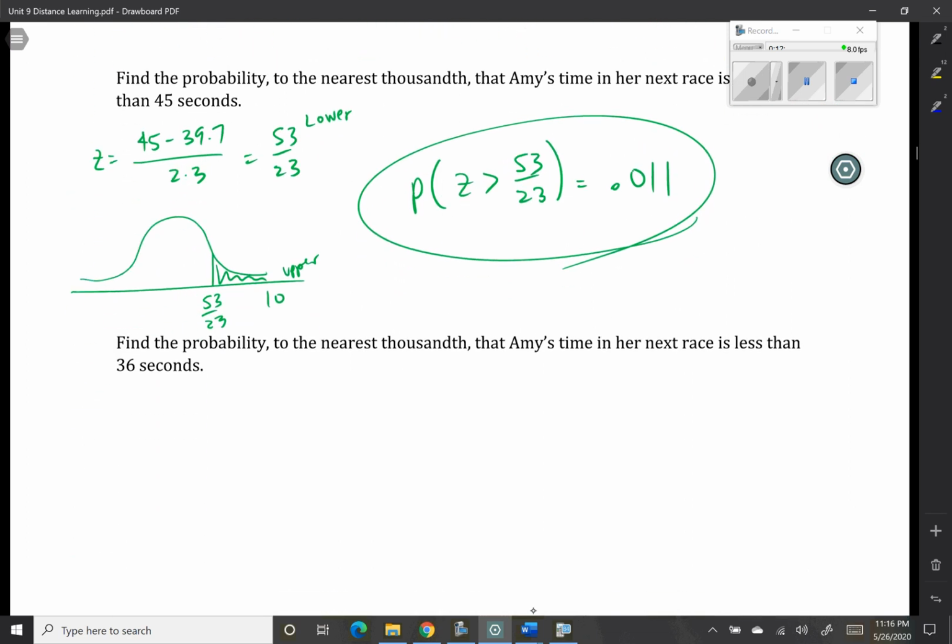Find the probability to the nearest thousandth that Amy's time is less than 36 seconds. So let's find the z-score for 36. So 36 minus 39.7 all over 2.3. Again, these are all going to be not nice numbers. That's okay, right? The calculator does all the work for us. We get a not nice number.